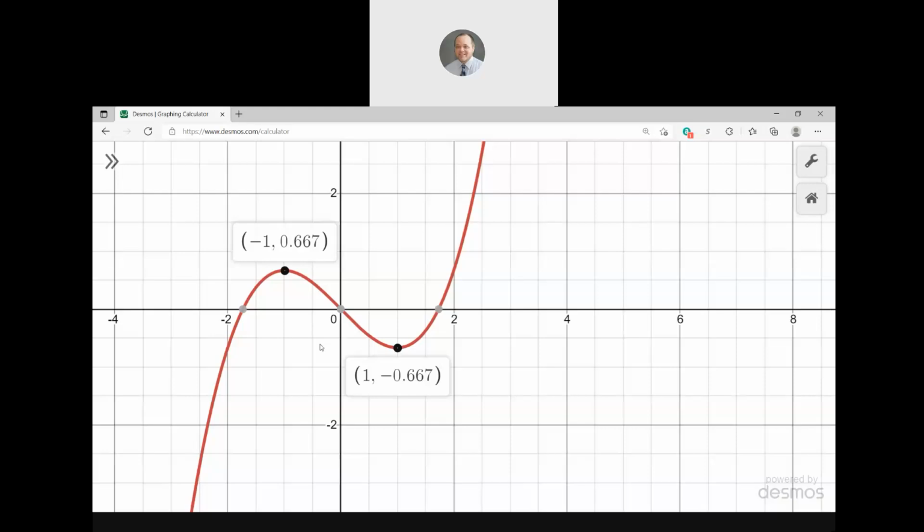Now, we also found out that our graph is increasing from negative infinity up to -1, and also from 1 to positive infinity. So that part matches perfectly. And the last thing we found from the first derivative test is that our function is decreasing from -1 to +1. And that is also true.